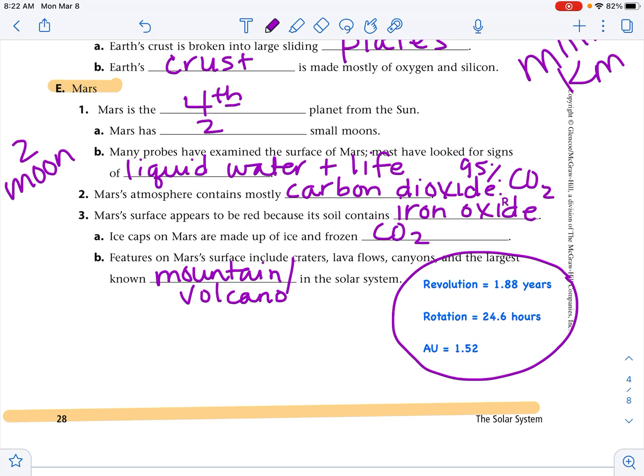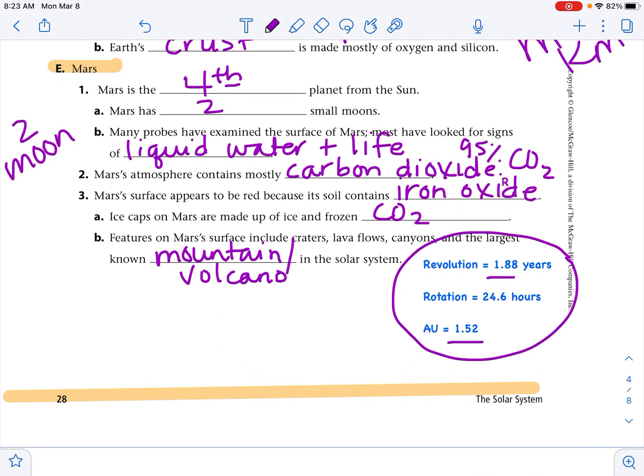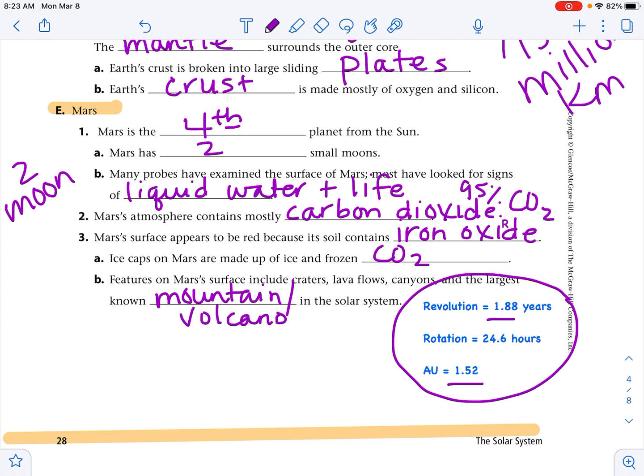So the revolution, how long it takes one all the way around the sun, is 1.88 years. Rotation is 24.6 hours, so just about the same day and night time as Earth has, and the AU is 1.52. Now that makes sense because it's further out. It's the next planet out from Earth, so its revolution is going to be longer because it's having to go farther. Its AU is going to be larger because Earth is 1. Anything after Earth is going to have an AU greater than 1.